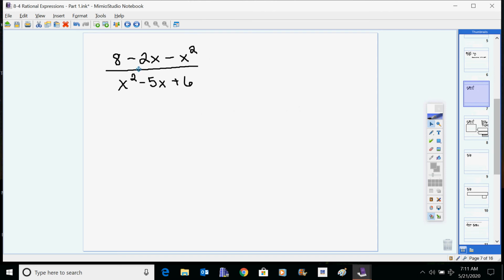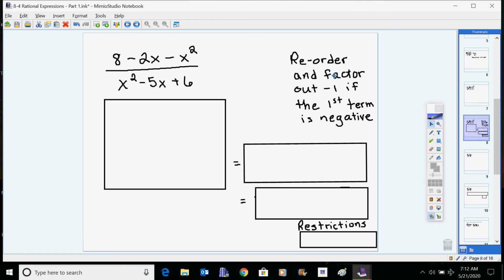Now this one has something a little different. Remember way back I said that in order to factor you have to have it in descending order, so we can't forget that. Reorder if needed. We're still just doing the 3 things where you factor, cancel, and find the restrictions, but sometimes you need to reorder first. Like for example, if your x squared term or your highest term is not first, you have to make it first.